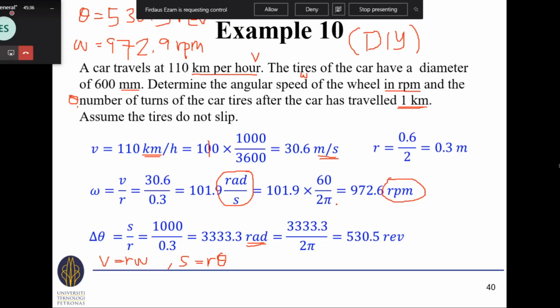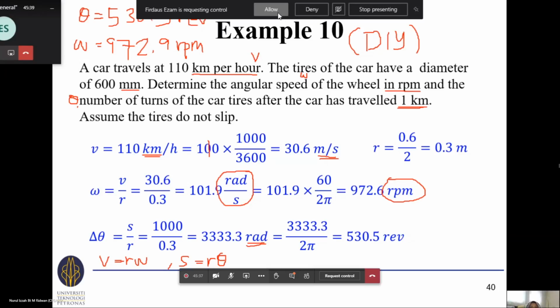Okay, so done with this part. Cik Firdaus, what do you want to present?